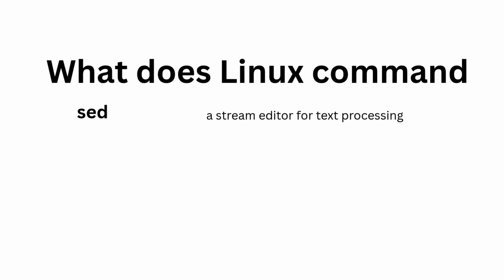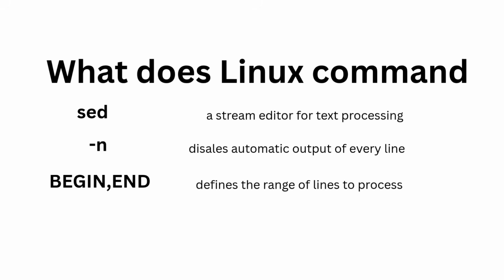sed, a stream editor for processing text. -n disables automatic output of every line. begin,end defines a range of lines to process. And p prints only selected lines. So that's it.